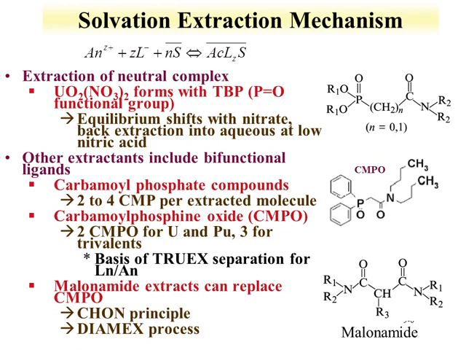And maleimide extraction can replace CMPO for a TRUEX type system. In Europe, they call this the Diamex. Again, the metal ion can sit here. The main difference is that the maleimide does not have phosphate. This process is CHON principle, so that these ligands can be degraded at the end of use. Phosphate or sulfur functional groups in a ligand cannot undergo complete degradation.